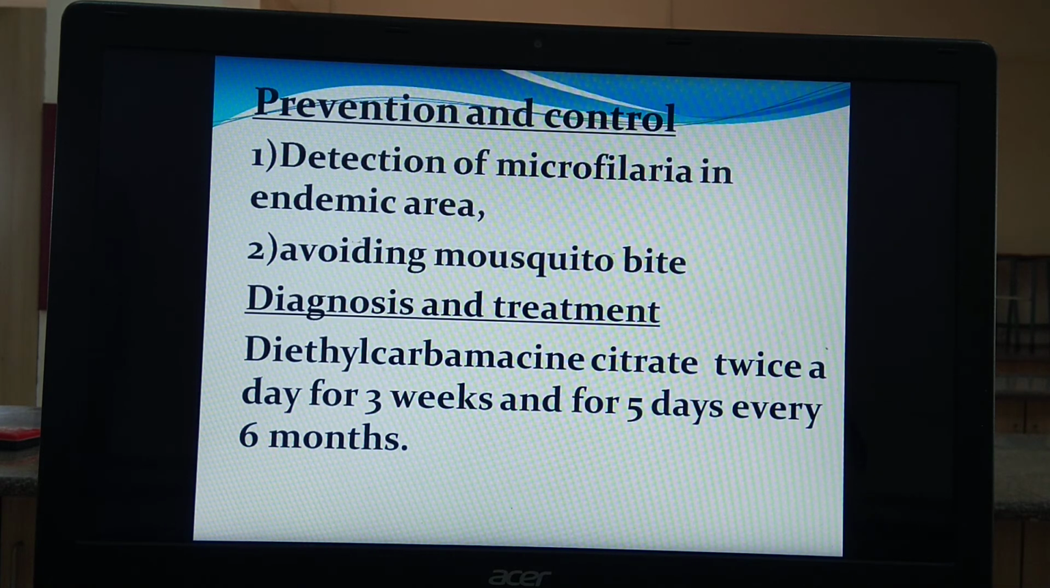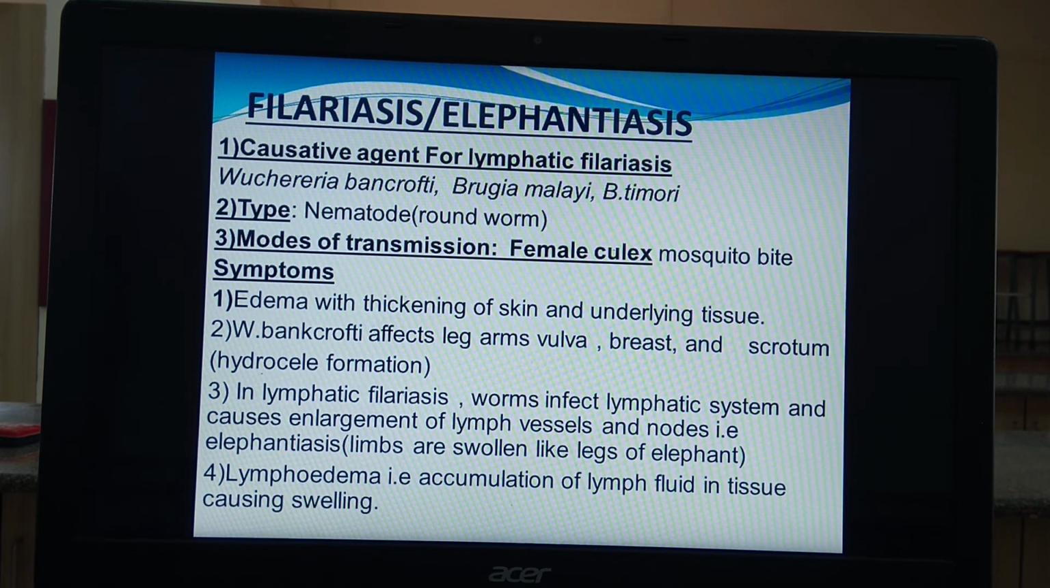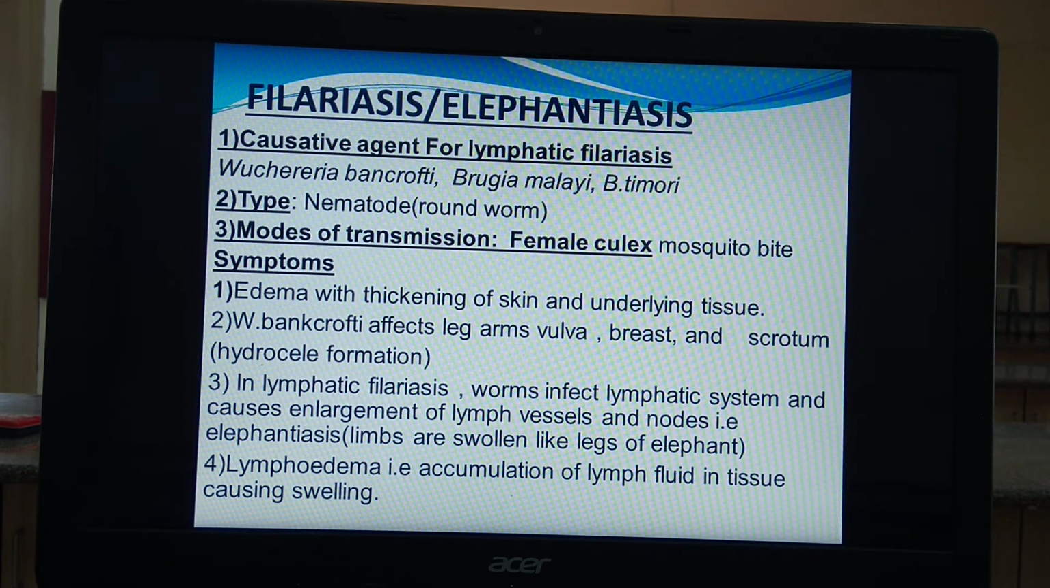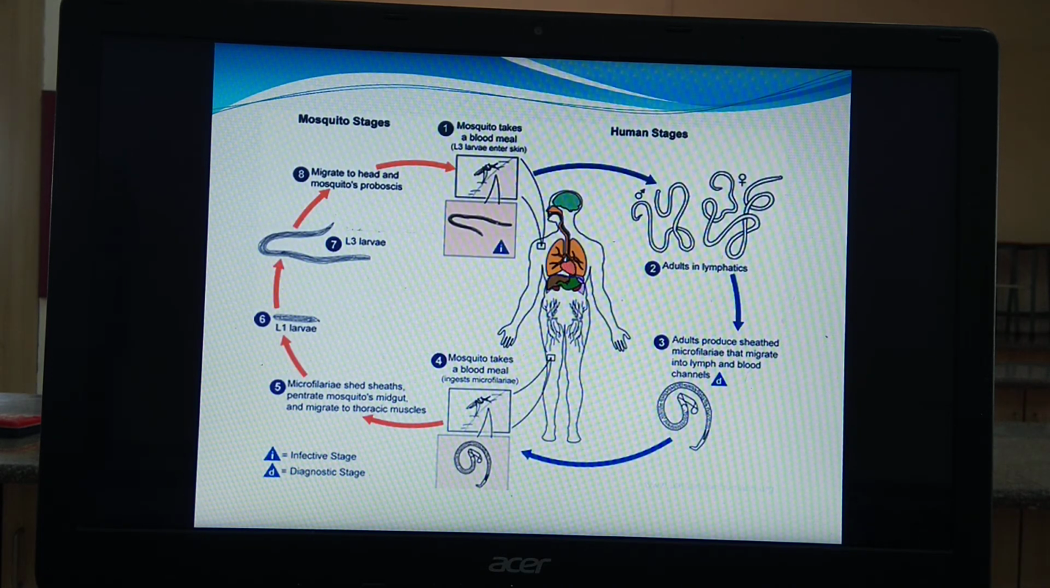Before that, we have seen causative agent can be asked for 1 mark. What type of pathogen it is can be asked for 1 mark. Note on modes of transmission can be asked for 1 mark and symptoms for 2 marks. That means they can be asked in combination. Two headings in combination can be asked for 2 marks, maybe 3 marks and all.